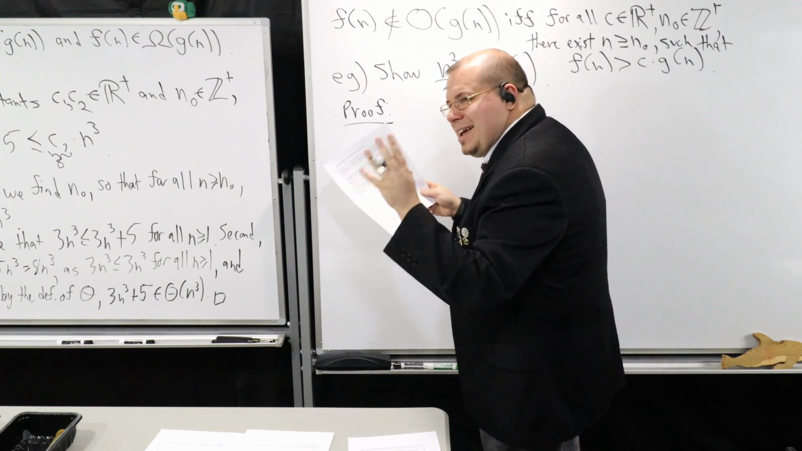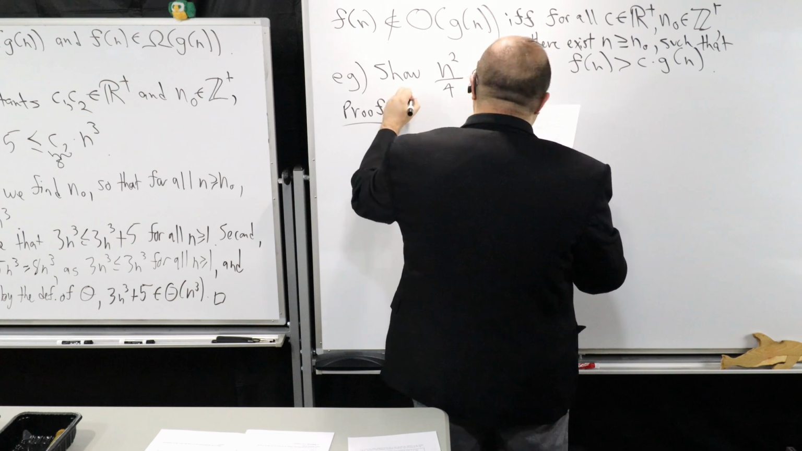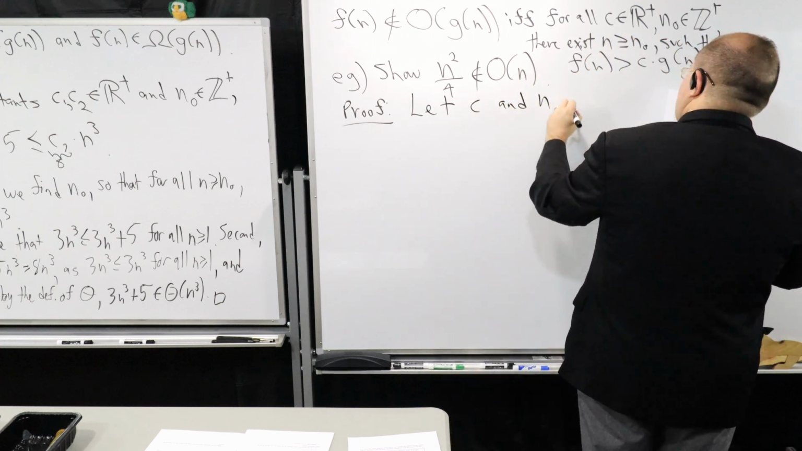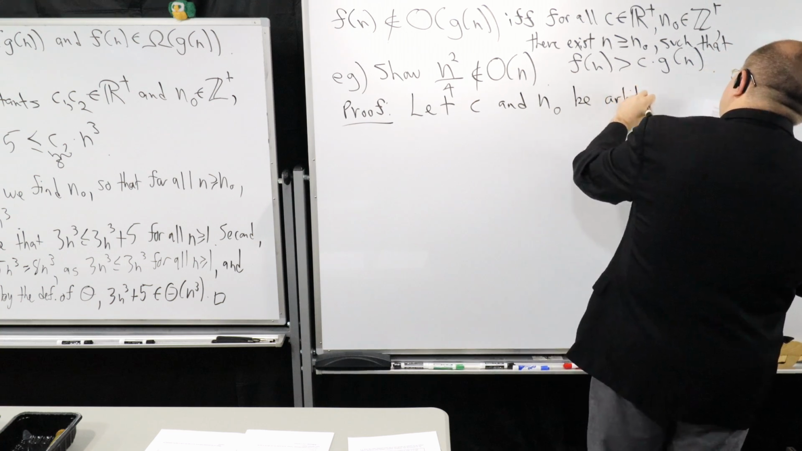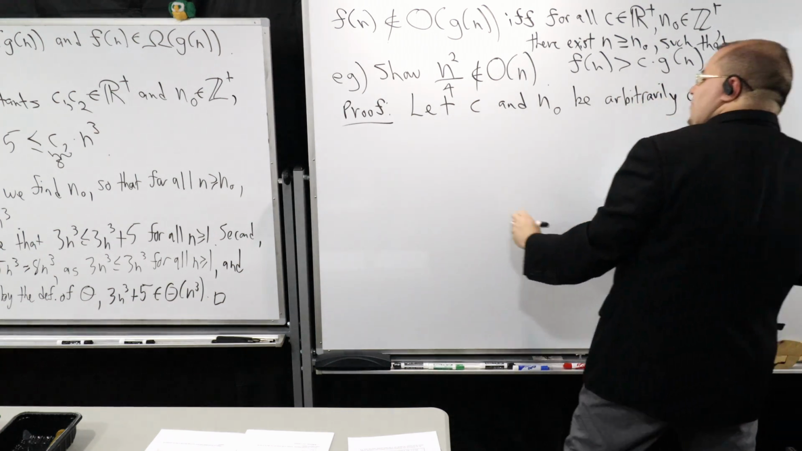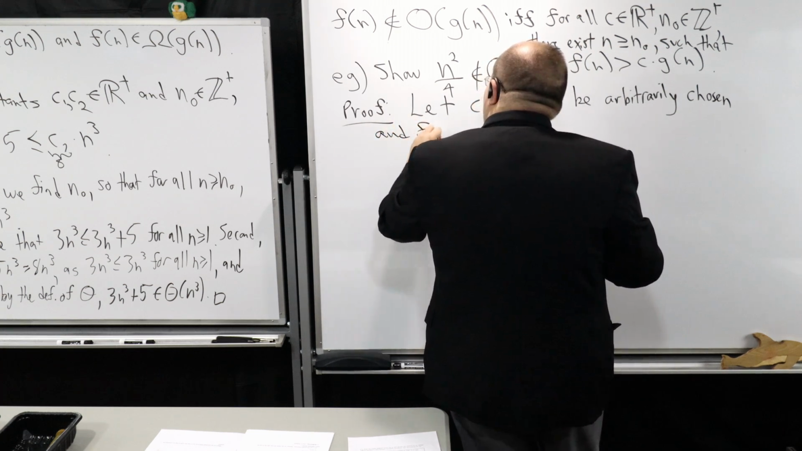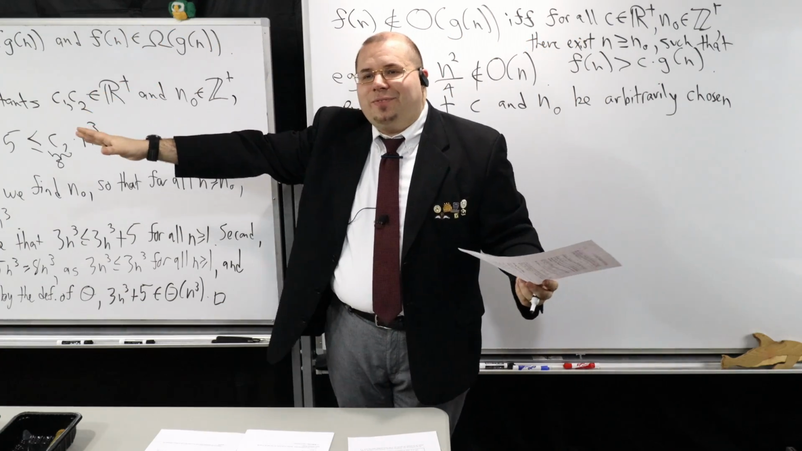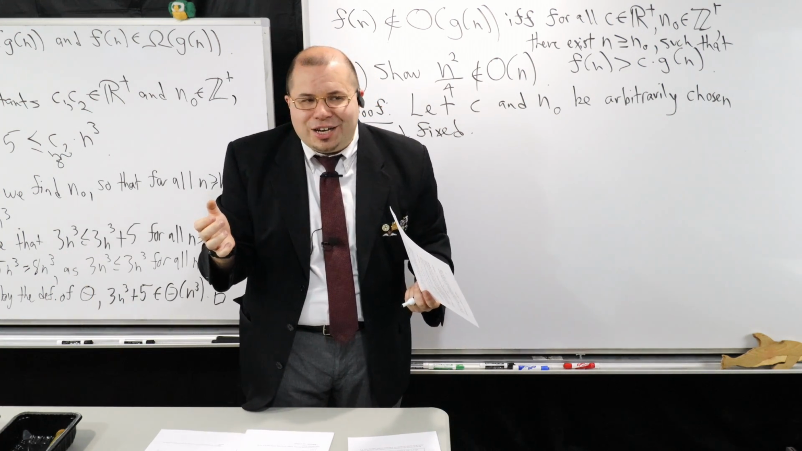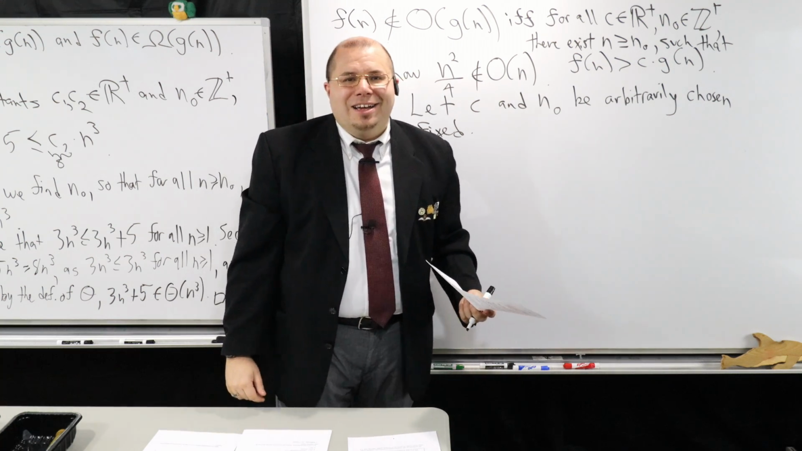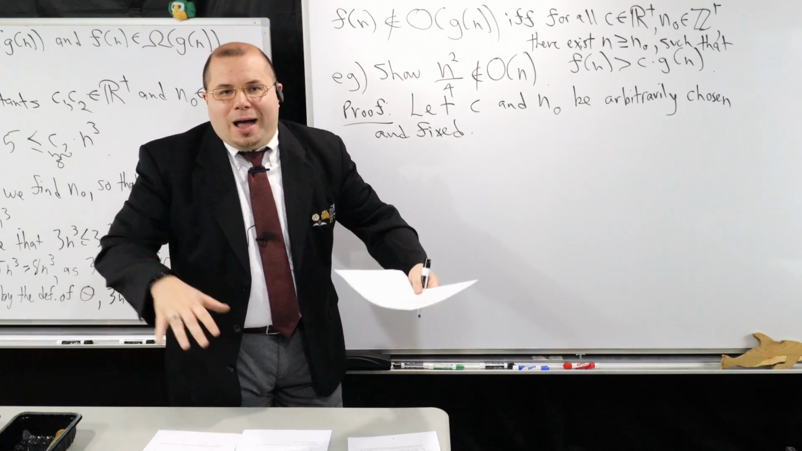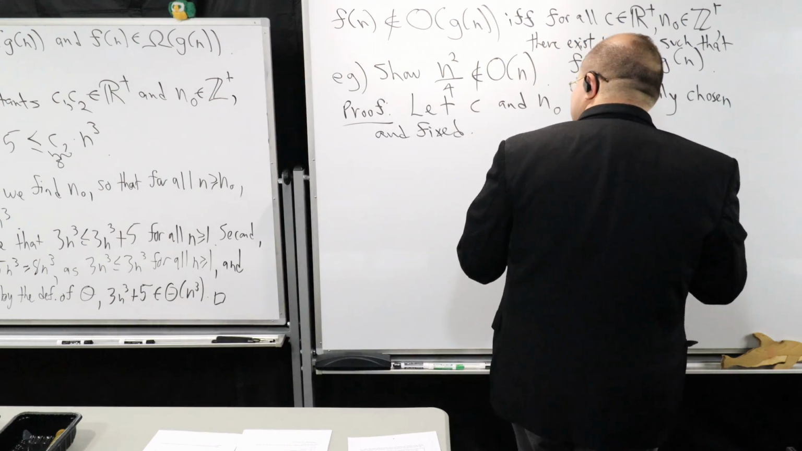So I'm going to proceed, and hopefully we'll be all right with this. I'm going to let c and n0 be arbitrarily chosen and fixed. If you're wondering what that phrase means, it means just what it suggests. I imagine c and n0 sitting out in a lake like fish. I pluck out two fish and put them on the table. That's what I mean by arbitrarily chosen and fixed. I take any one of those two and put them down and say, I fixed you down. That's what the phrase means.